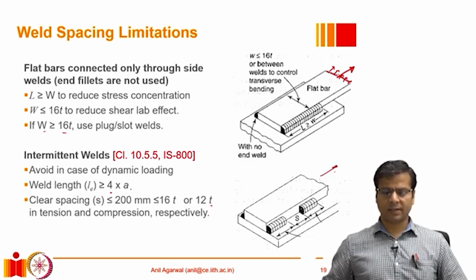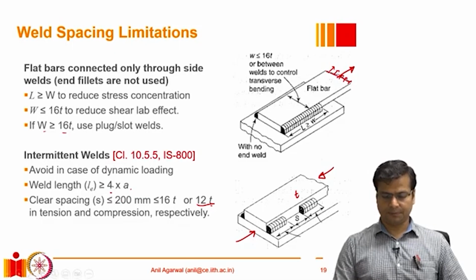So if the welds are in tension, that is, if the members are subjected to tension, they are being pulled apart, in this case the S value should not be more than 16 times the plate thickness, this plate thickness, and should not be more than 200 mm. Both conditions have to be satisfied. If the weld is subjected to compression, then this S value cannot exceed 12 times the plate thickness or 200 mm, whichever is less.